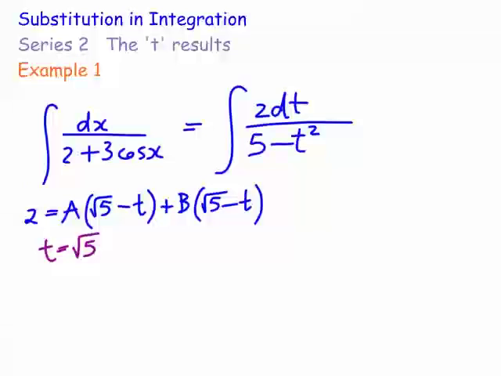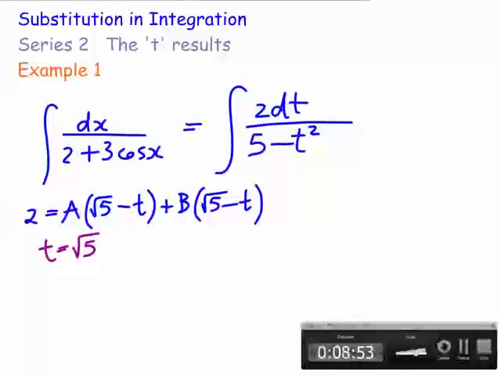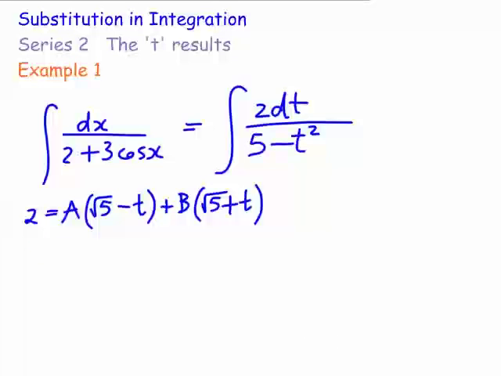There's actually one of these signs should be a positive. Okay, you can see here I just rubbed out a few things and rewritten this partial fraction problem. Now we have 2 is equal to A lots of root 5 minus t plus B lots of root 5 plus t. Now we know this is actually true for all values of t, so we're just going to select some nice values of t to make life a bit easier for ourselves.